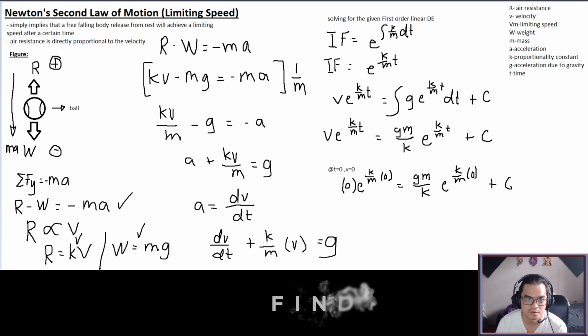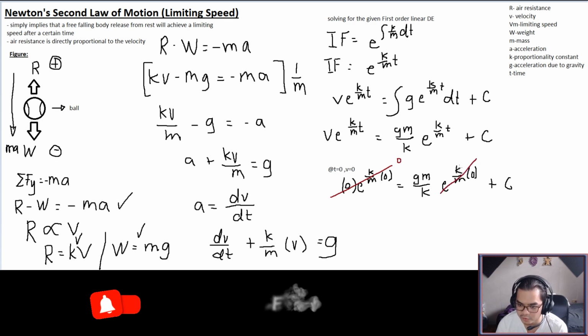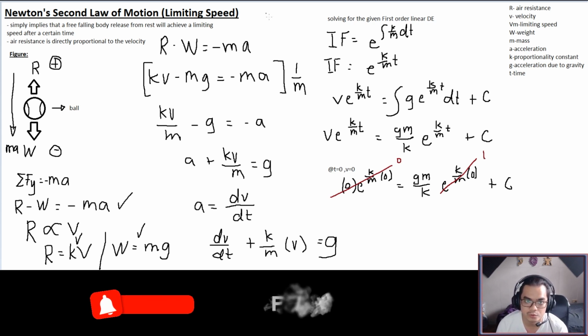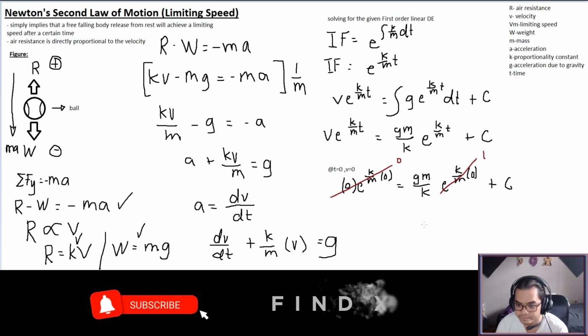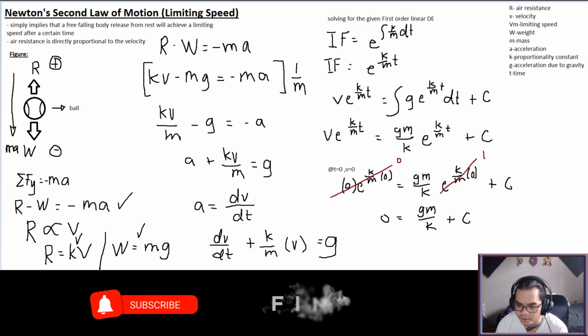Okay, so let's cancel some of the equation. So this will become 0, right? Because that is multiplied by 0. So everything will be 0. And this one, that is e raised to k over m times 0. Anything that is raised to 0 is equal to 1 except 0. So this is equal to 1. Therefore, we will be left with 0 equal to gm over k plus c. Therefore, we can have that c is equal to, transposing, negative gm over k.